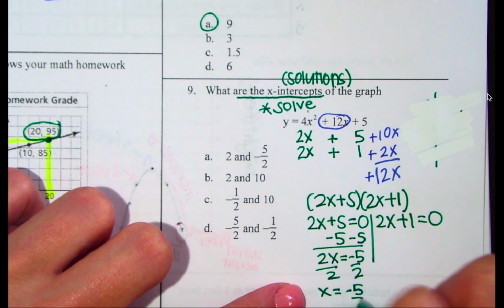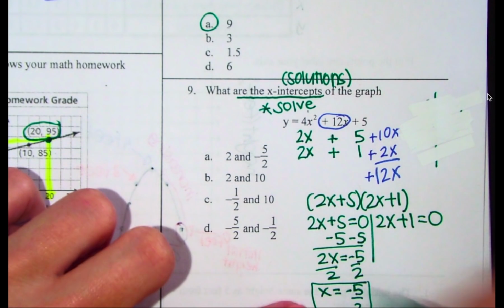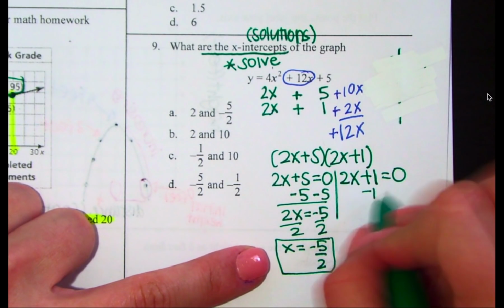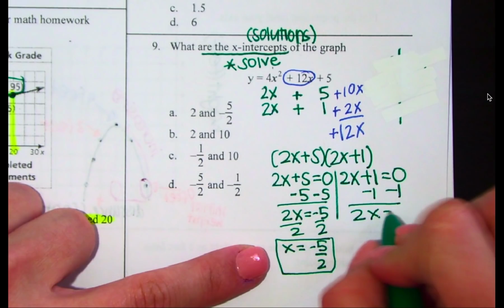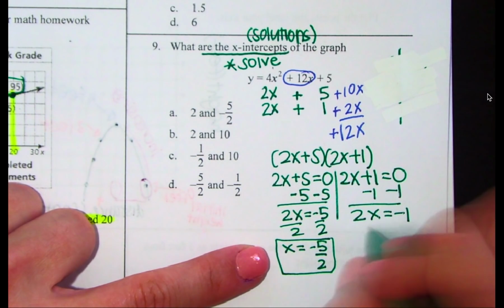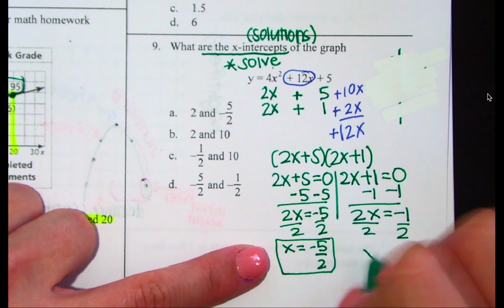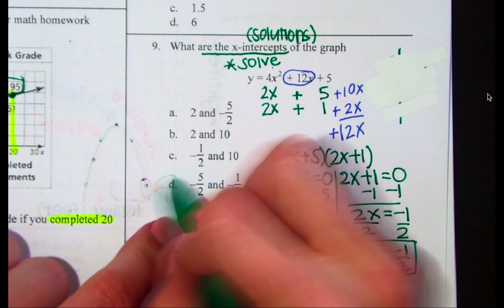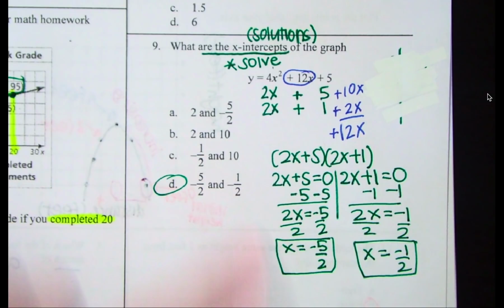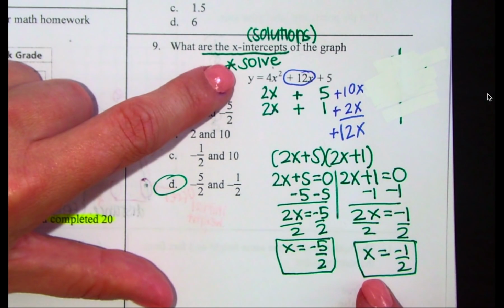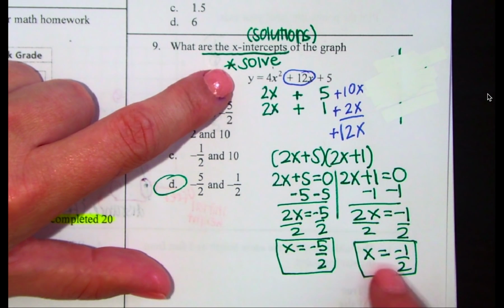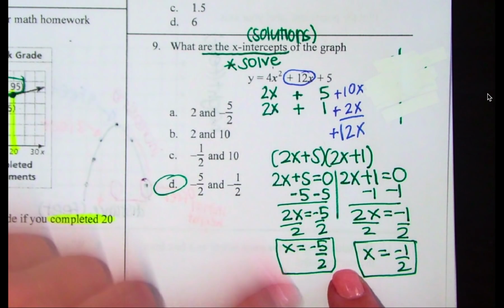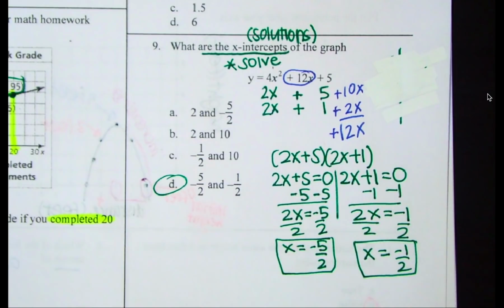x is equal to -5 halves. That's going to be our first answer. And then subtracting 1, 2x is equal to -1. Divide by 2, x is equal to -1 half. So my answers are -5 halves and -1 half. Those are my x-intercepts or my solutions. Again, your solutions are where your parabola crosses the x-axis. That's why they're called x-intercepts.